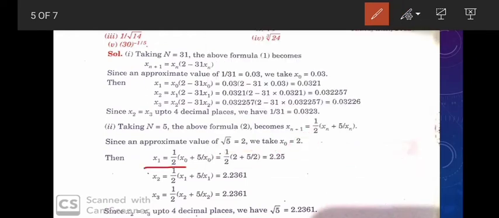So x1 equals 1 by 2 x naught plus 5 by x naught; this is the formula. We will substitute all the values and we will get 2.25. This is the value of x1.